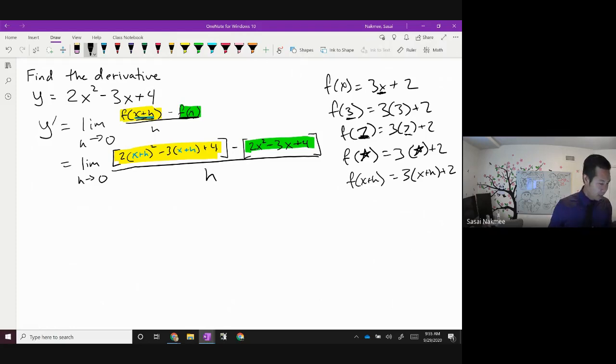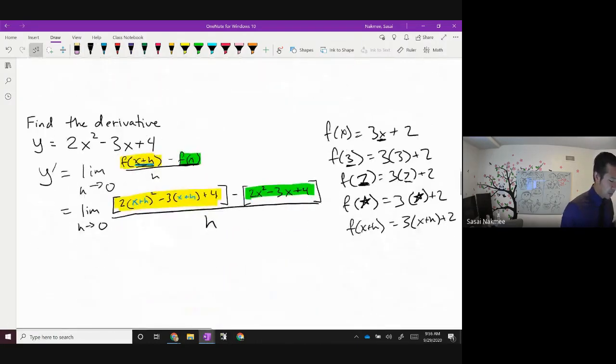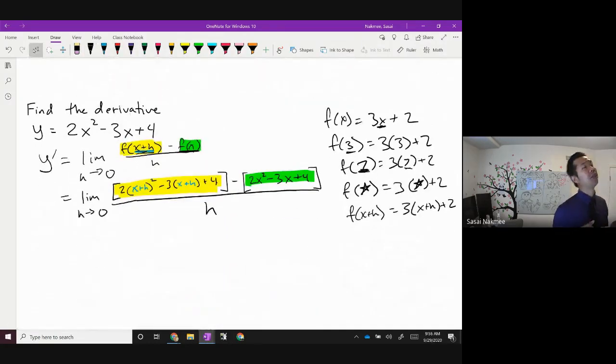So, where have I lost you at? Have I lost you at the very beginning of what the derivative of a limit is? Or, I'm sorry, the definition of a derivative is? Have I lost you? The function's on the right.